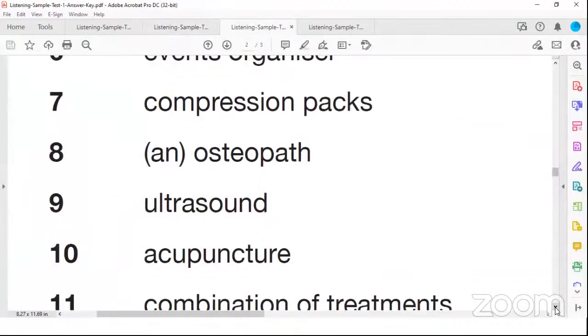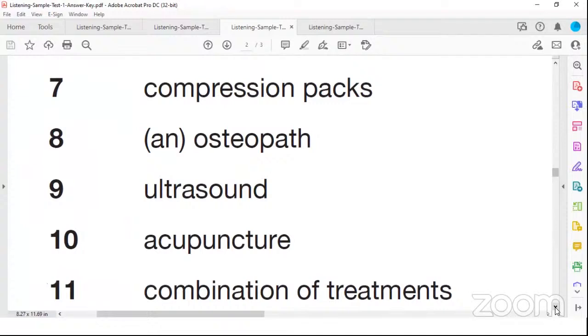Apply that common sense. Combination of treatments. Very good. Combination of treatments. Very good. Excellent. Usha, you lost this mark. I'm sorry. You lost this mark. Absolutely lost this mark. Don't think you will get this mark.